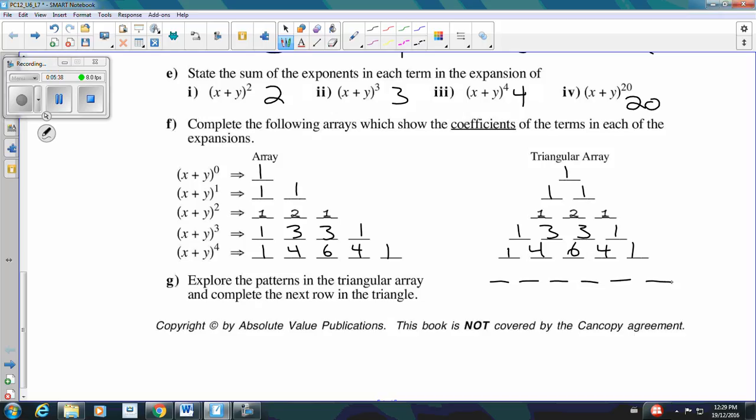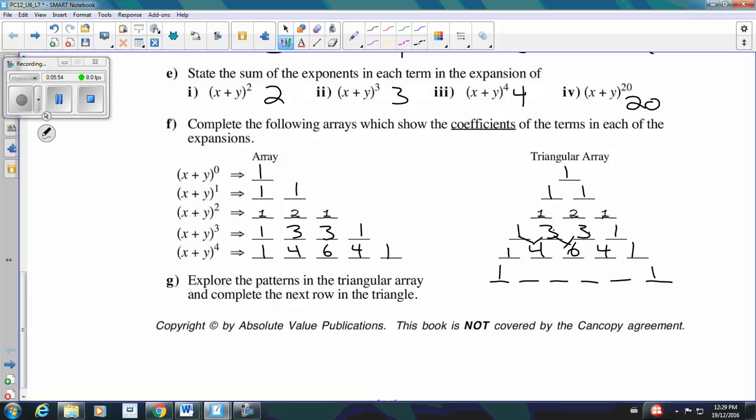And I see that everything on the outside is 1, so I can fill in the 1. So now let's see if we can find the pattern. Well, see here, if I add 1 and 1, I get 2. If I add 1 and 2, I get 3. 2 and 1 make 3. Here, 1 and 3 make 4.